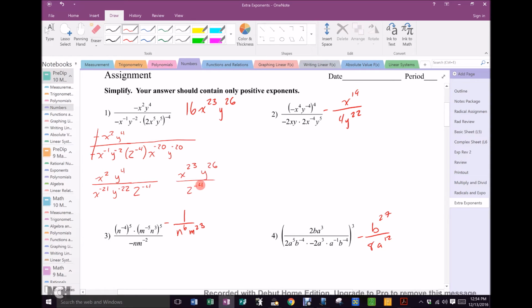Is a negative exponent allowed? No. So this guy has to move up and become 2 to the positive 4. x to the 23, y to the 26. 2 to the positive 4 is 16. So it's 16 x to the 23, y to the 26. And I should have done that in a different color, but I didn't.